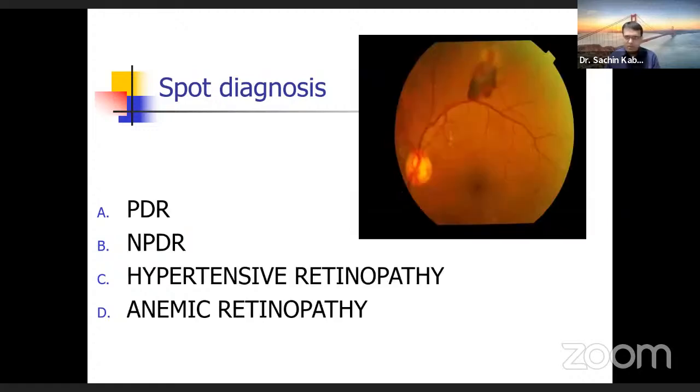The next diagnosis. We are seeing a fundus, we are seeing the optic nerve, we are seeing macroaneurysms all over the place. And there is an NV on top which is bleeding. Very, very obvious diagnosis. The options: option A, is it proliferative diabetic retinopathy? Option B, is it non-proliferative diabetic retinopathy? Option C, is it hypertensive retinopathy? Or option D, is it anemic retinopathy? Again, a very common diagnosis day-to-day in our OPD. Macroaneurysms, cotton wool spots, NV bleeding. The time starts now.